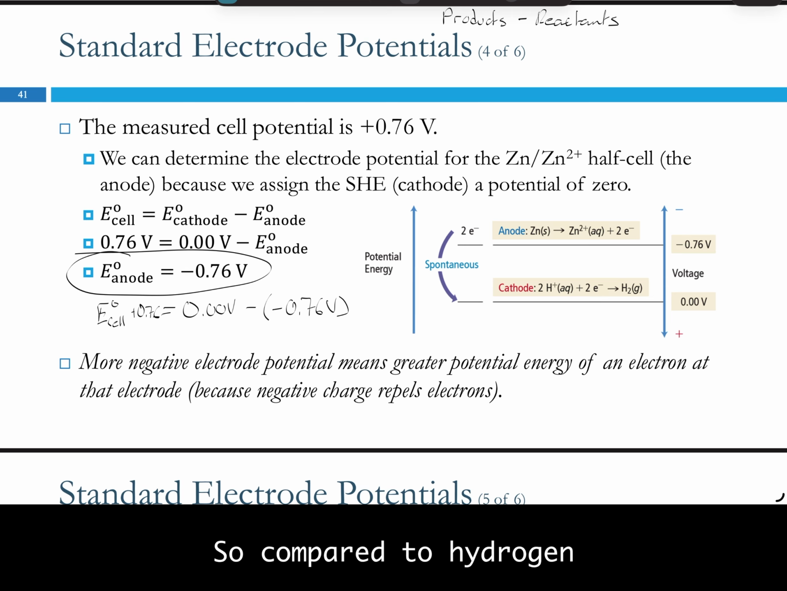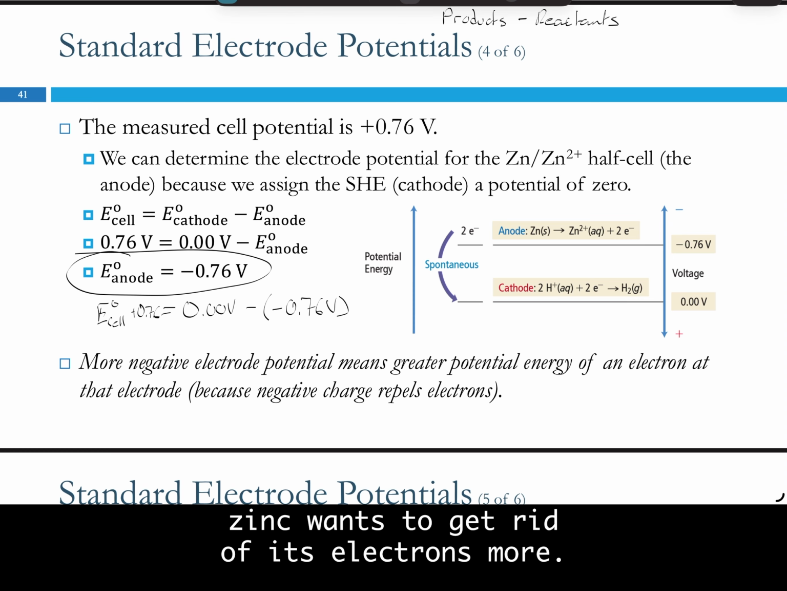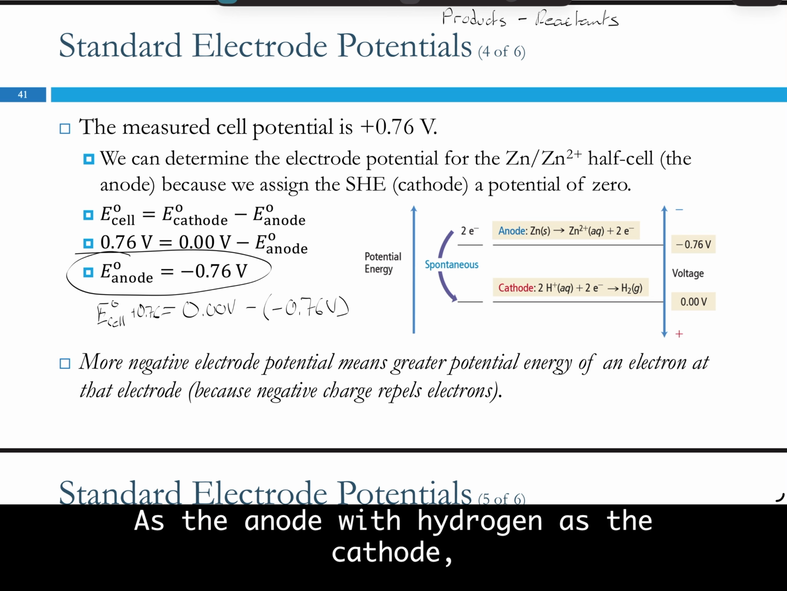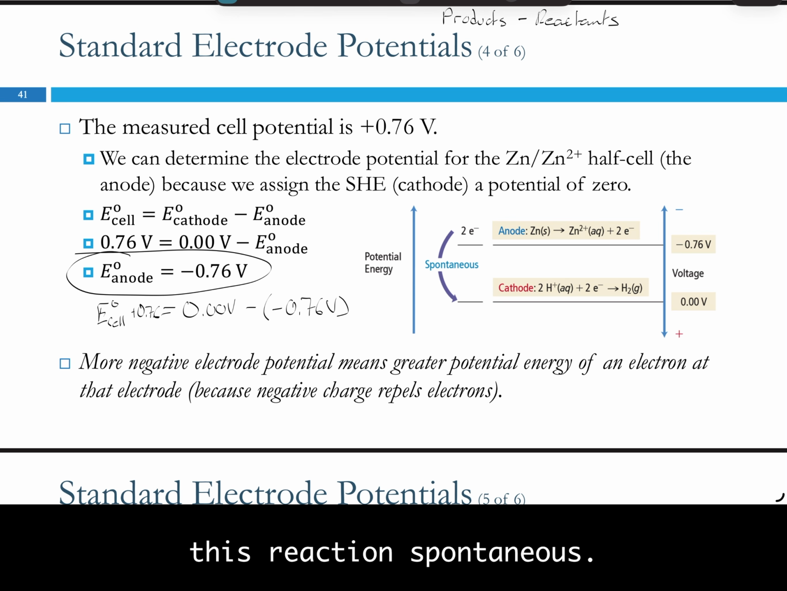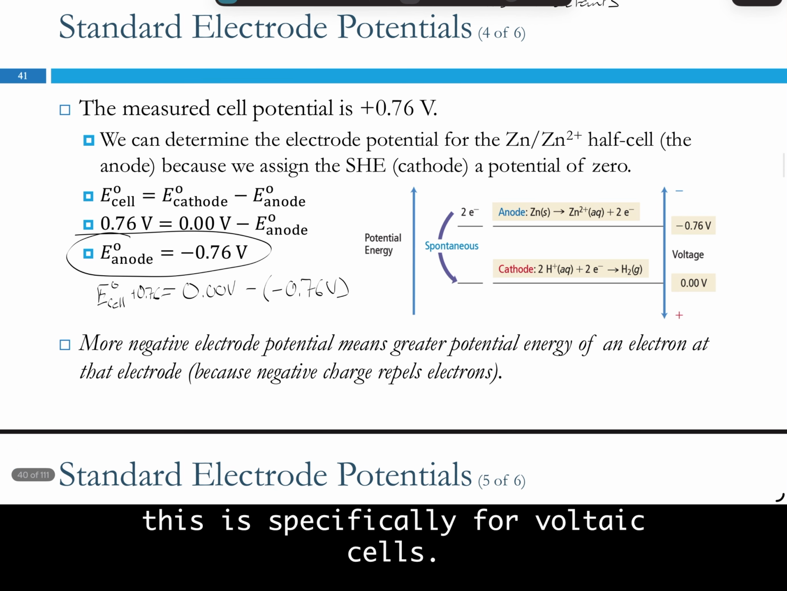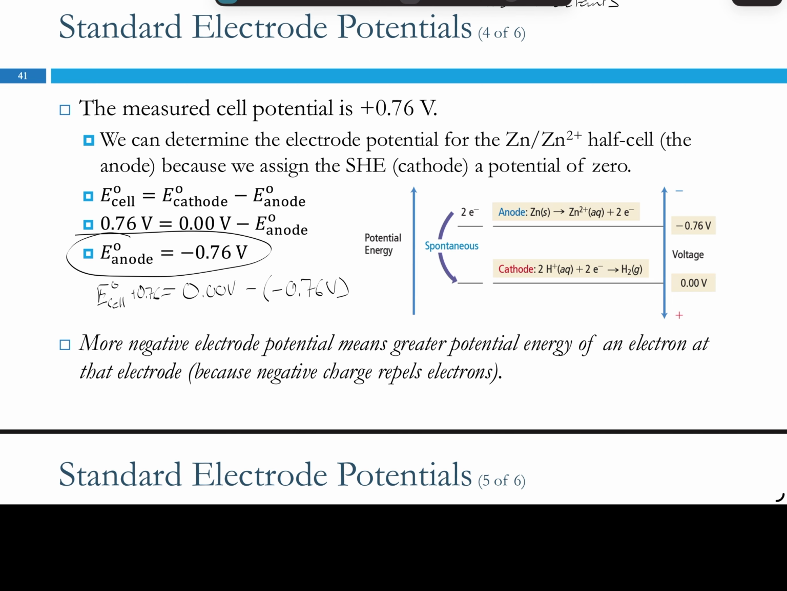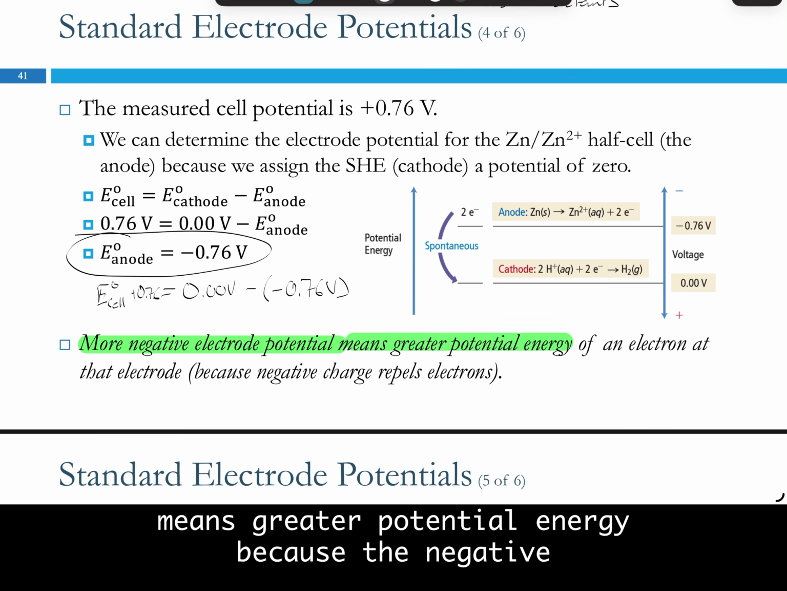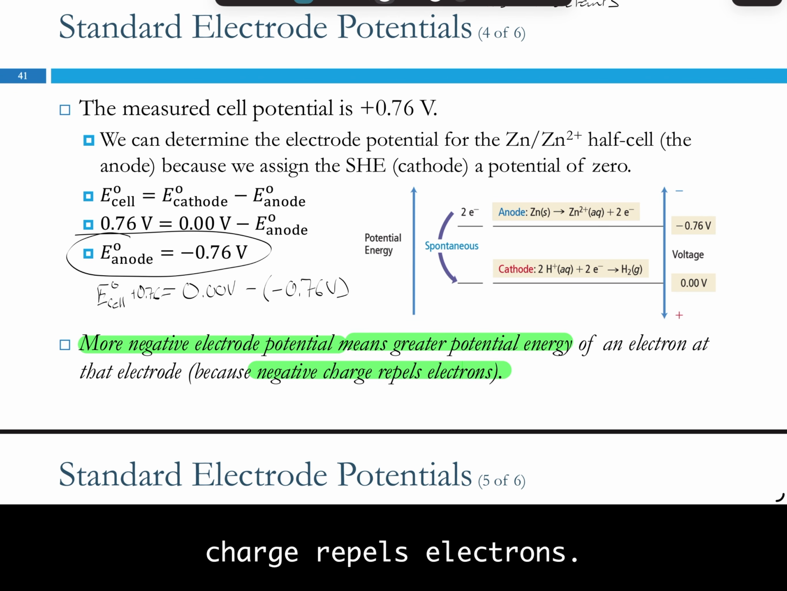So compared to hydrogen, zinc wants to get rid of its electrons more. And so when I pair zinc as the anode with hydrogen as the cathode, this reaction is spontaneous. And when we're talking about this, specifically for voltaic cells, you can think of this more negative electrode potential as meaning greater potential energy because the negative charge repels electrons.